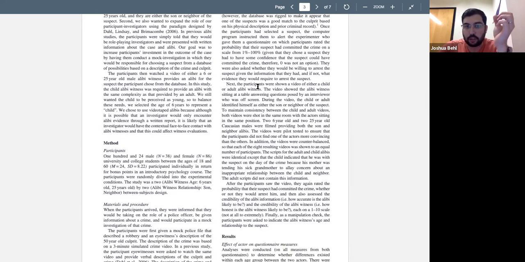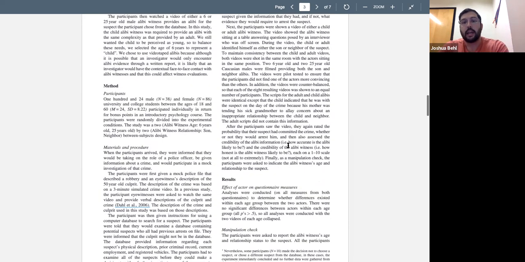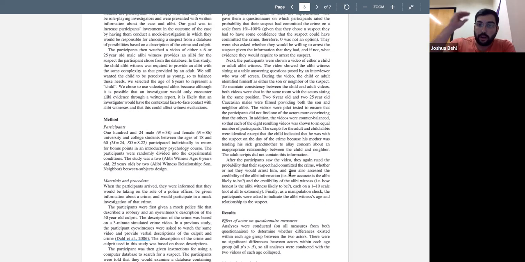They were shown a video of either a child or an alibi witness. You can see that after participants saw the video, they rated the probability. Finally, as a manipulation check, the participants were told to indicate the alibi witness's age and relationship. So you can see quite literally a step by step of what they did in this project. And then you can evaluate, is this the best way to actually go about doing that project?